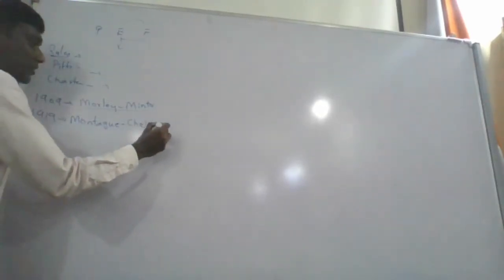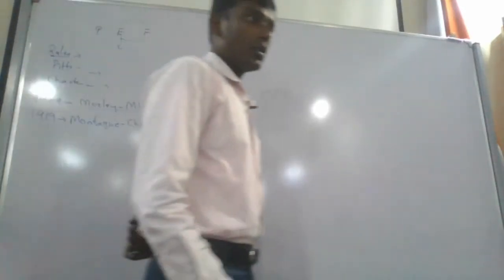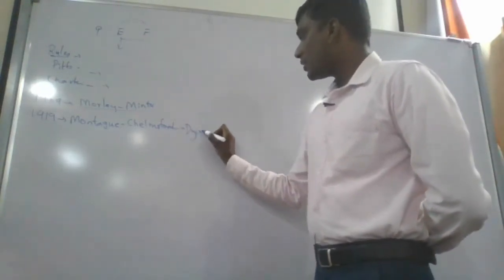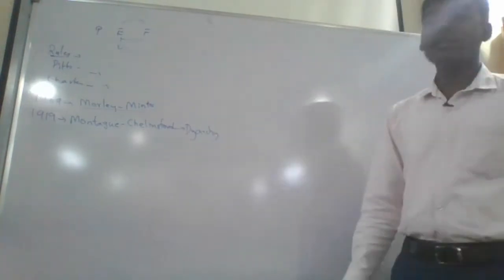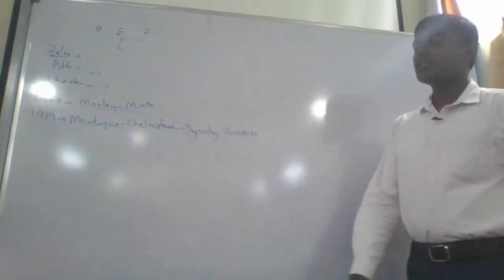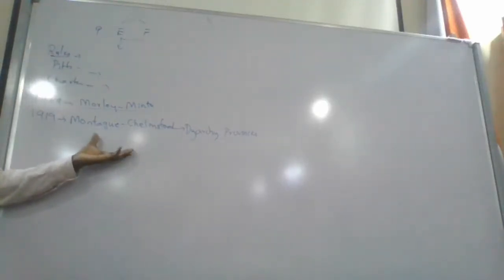Next, 1919. Montagu-Chelmsford reforms. Write down here. Diarchy. Very, very important. NDA, CDS guys, very, very important. Diarchy was introduced in the provinces. We had three provinces: Bengal province, Bombay province, Madras province. So for the first time, Montagu and Chelmsford, they were the Governor General during that time. They wanted to experiment whether these things will work or not. So they started introducing diarchy.